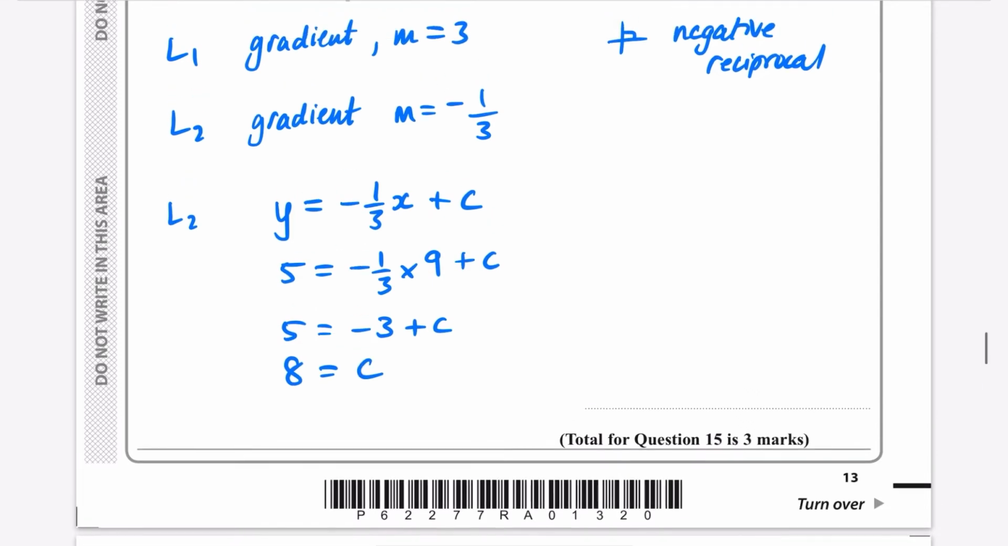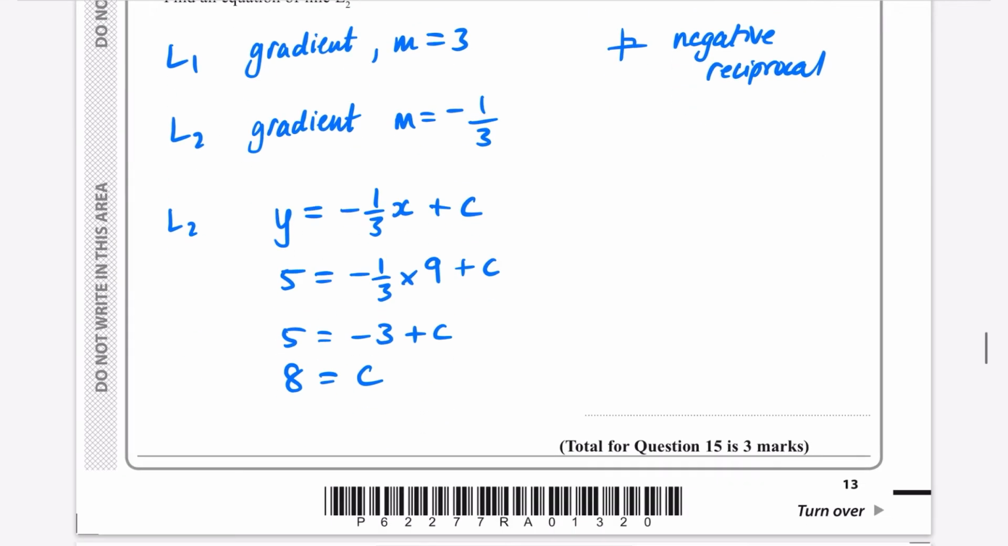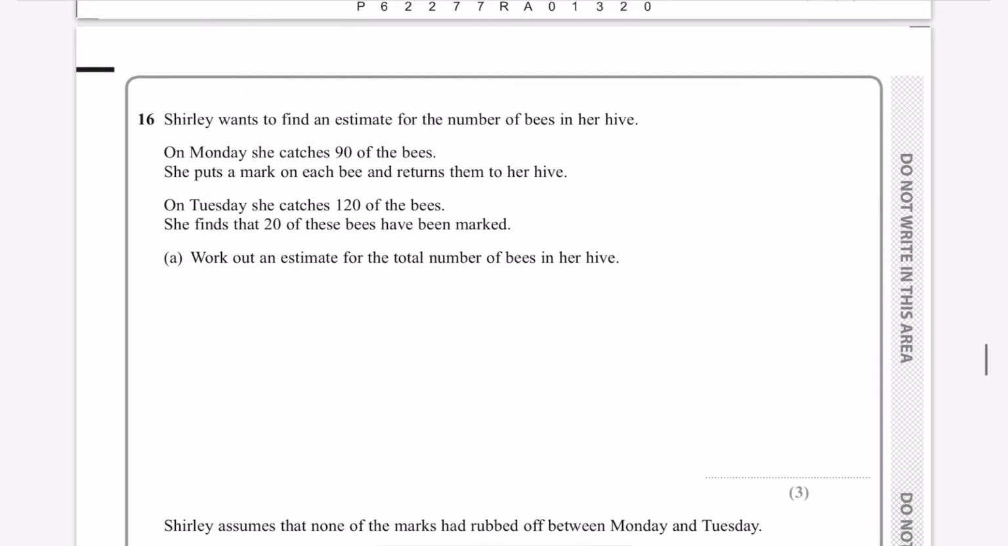So therefore, my equation of L2, which is what the question wanted, is this thing here. I'm just going to replace the c with the 8. You must make sure you have y equals at the beginning. So it's y equals minus a third x plus 8. Okay, we're doing pretty good. I think we've only got a few questions left, going up to question 18 here.